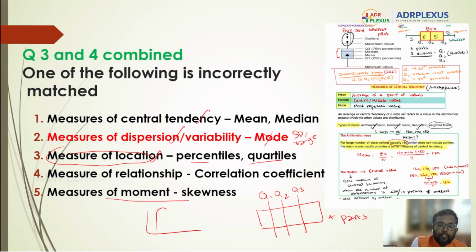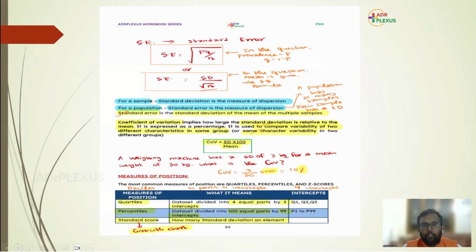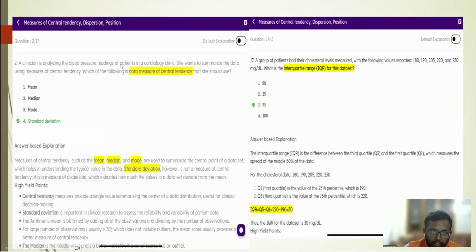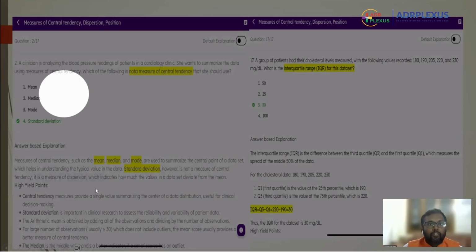Like we have seen a right skewed curve, left skewed curve, normal distribution. Mean, median, mode is called the first moment. Variance or standard deviation is called the second moment. Skewness is called the third moment. It is nothing but skewness to describe the distribution. We have seen the same thing: measures of position, quartiles, percentiles, standard score, in the question bank also. Which is not a measure of central tendency? Mean, median, mode are measures of central tendency.